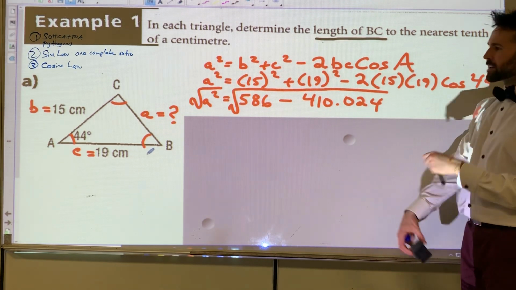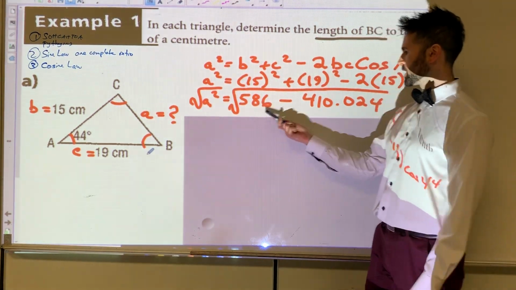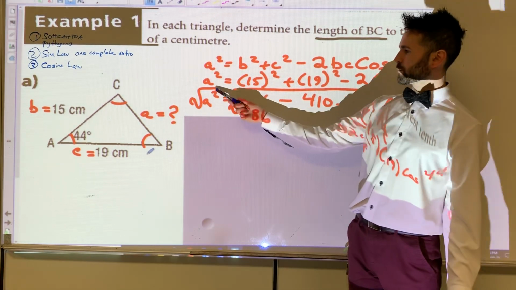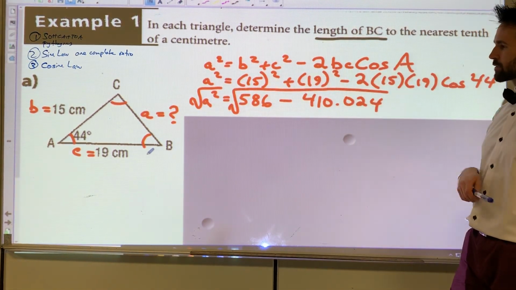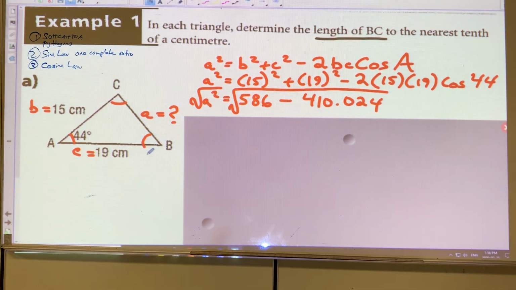All right, and then I did the next step where I'm going to go this minus this, and then to get rid of the squared on the a squared, I've got to square root both sides. So I'm going to do the square root of whatever I get here, and that's going to be my final answer.